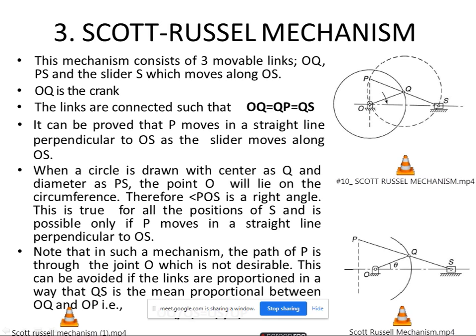This has the path on this slide, it is going to slide, and P moves in exactly a vertical straight line direction. Note that in such a mechanism the path of P is through the joint O, which is not desirable. This can be avoided if the links are proportioned such that QS is the mean proportional between OQ and OP, so that we get OQ by QS equal to QS by QP. Like this it can be attained.